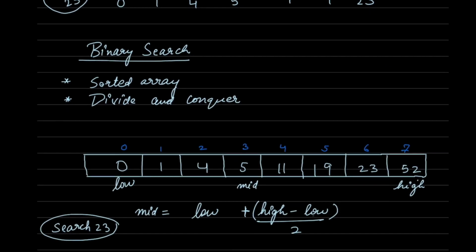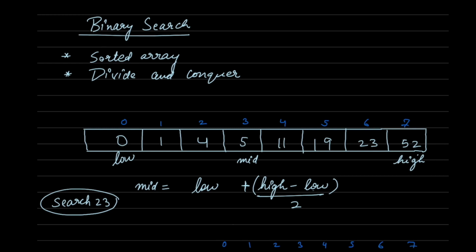Contrary to this type of searching, we have another type of searching which is called binary search. If we look at the name, it is binary, something to do with base 2. So before applying and understanding binary search, there are 2 points to remember.